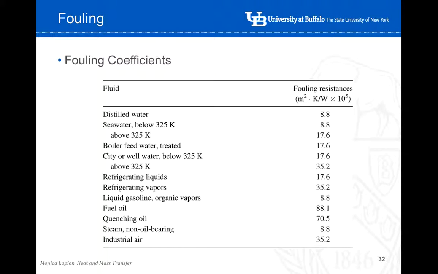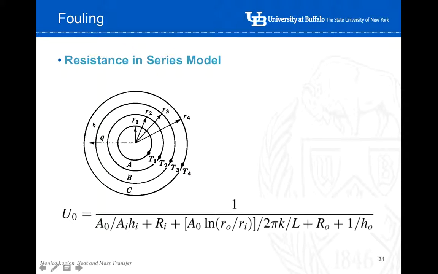We can make an estimation of the fouling resistances either by taking a look at tables like this one, depending on the type of fluid, or, if we know the heat rate that is being transferred, we can make an estimation of the fouling resistances.